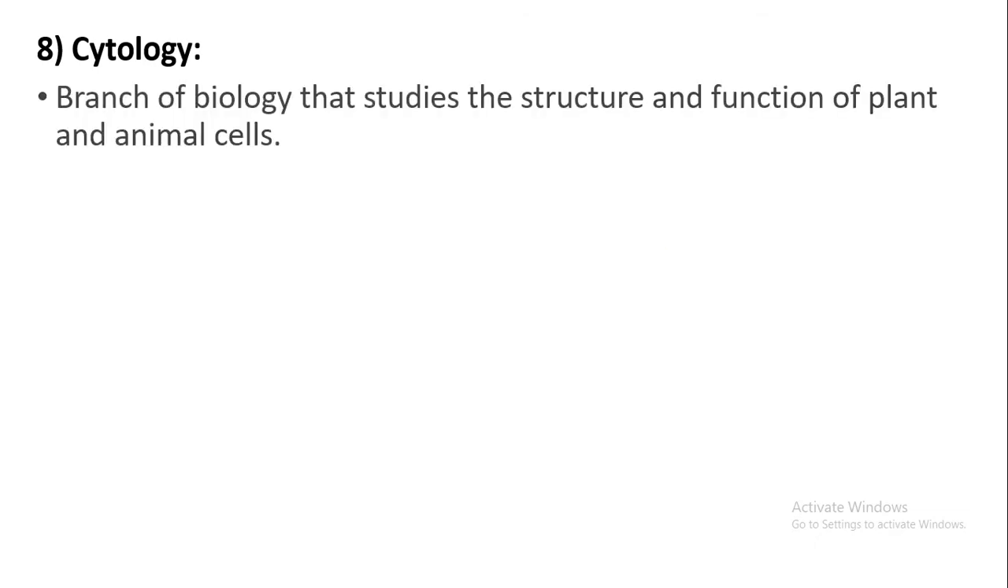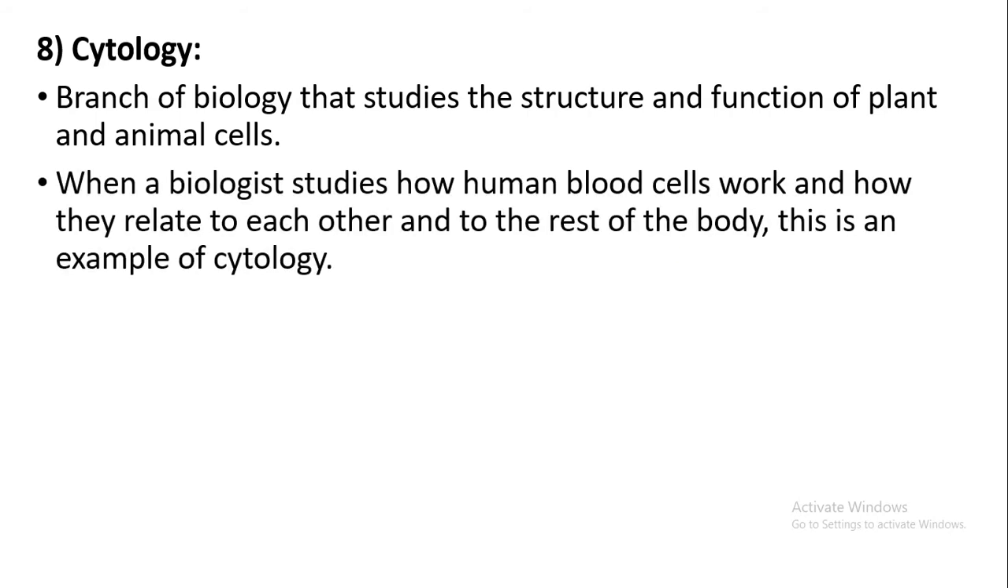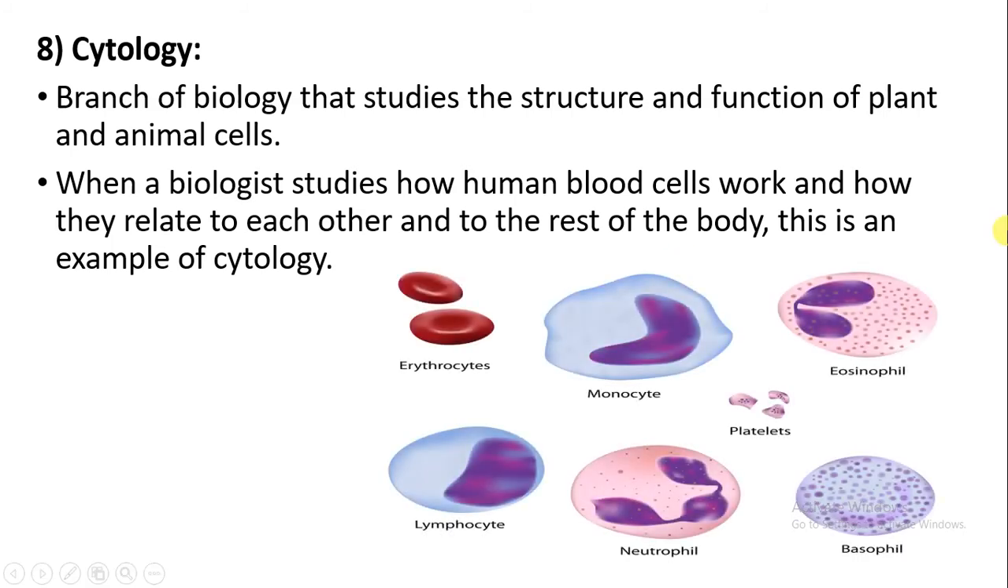Next is cytology. Cytology is a branch of biology that studies the structure of any cell, plant cell or animal cell, and how any cell, plant or animal, functions. So let us take an example, suppose this is a human blood cell. There are a number of types of human blood cells: erythrocytes, RBCs, then platelets, then WBCs. They have different structures, and they are going to have different functions. So this study comes under the example of cytology.